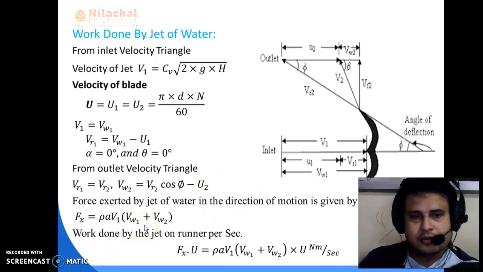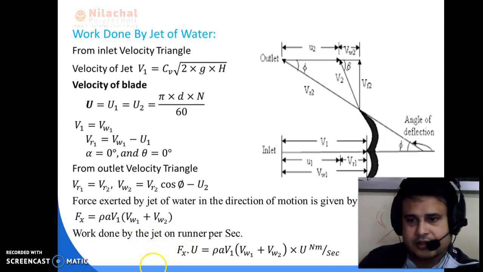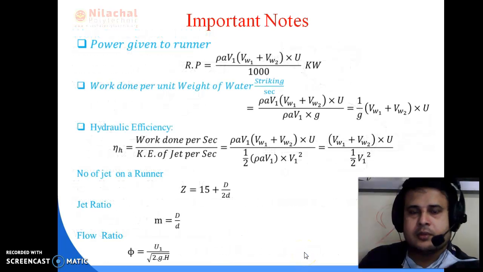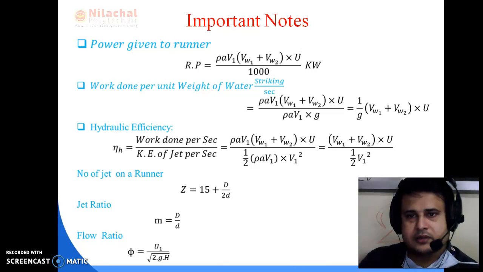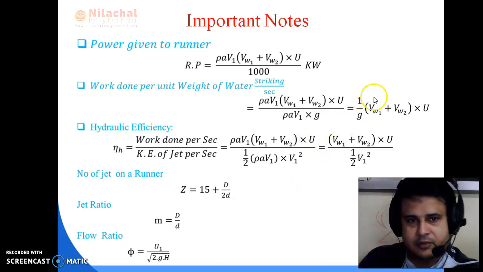We have to find out force. Force exerted by jet of water in the direction of motion is given by the work done by jet of water on runner per second, which is rho a V1 into (Vw1 plus Vw2) into u. Runner power is obtained in kilowatt. Work done per unit weight of water per second is given by 1 by g (Vw1 plus Vw2) into u.